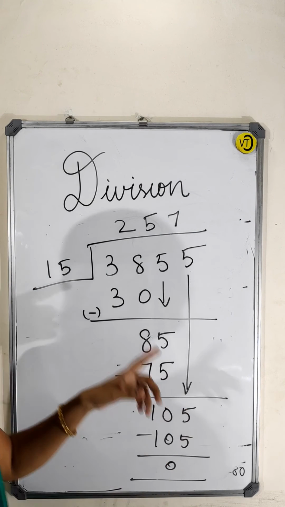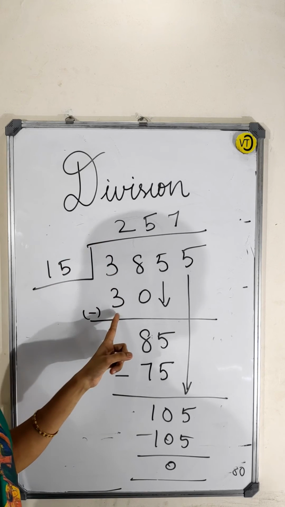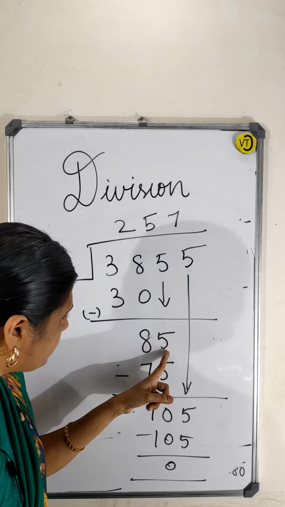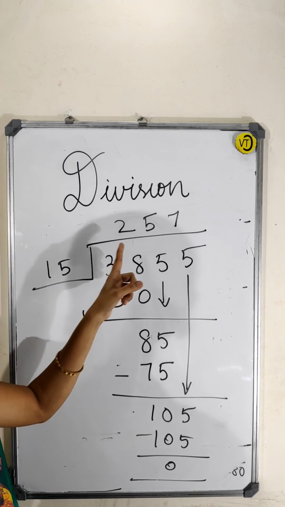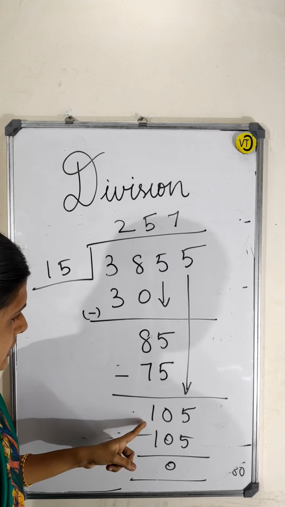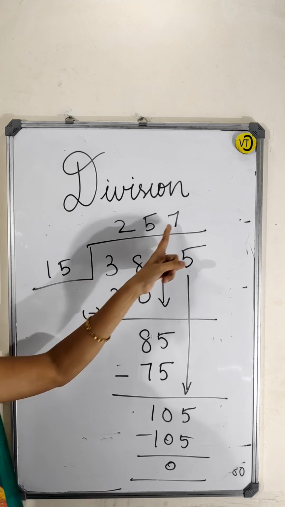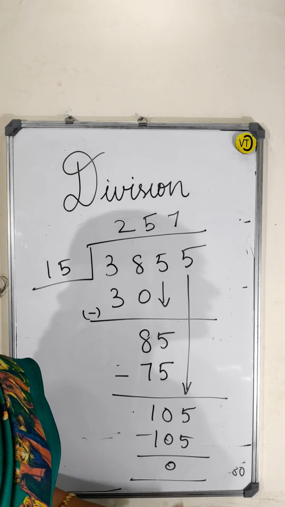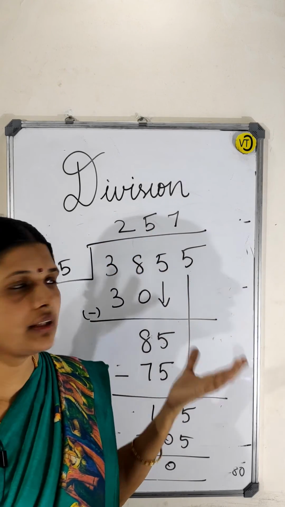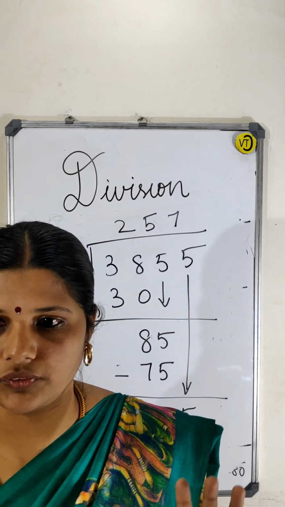Again I'll explain you. So what's happening here? So first 2 times of 15 is 30. The remainder is 8. Then you have to bring this 5 down, 85. 15 into 5 is equal to 75. Then the remainder is 10. You have to bring this 5 down. So 15 times of 7 is 105. The remainder is 0. So the quotient is always the answer. So 257 is the answer or quotient, whatever it is.